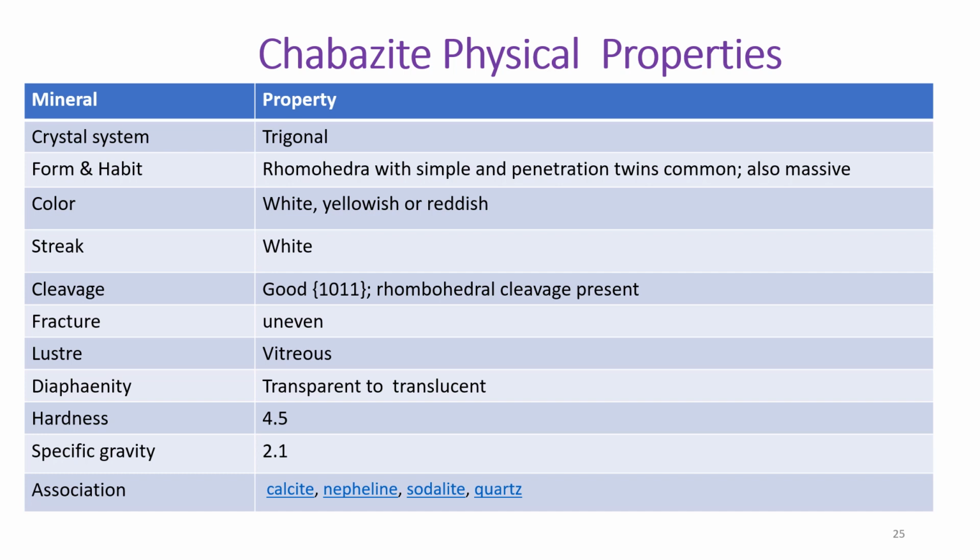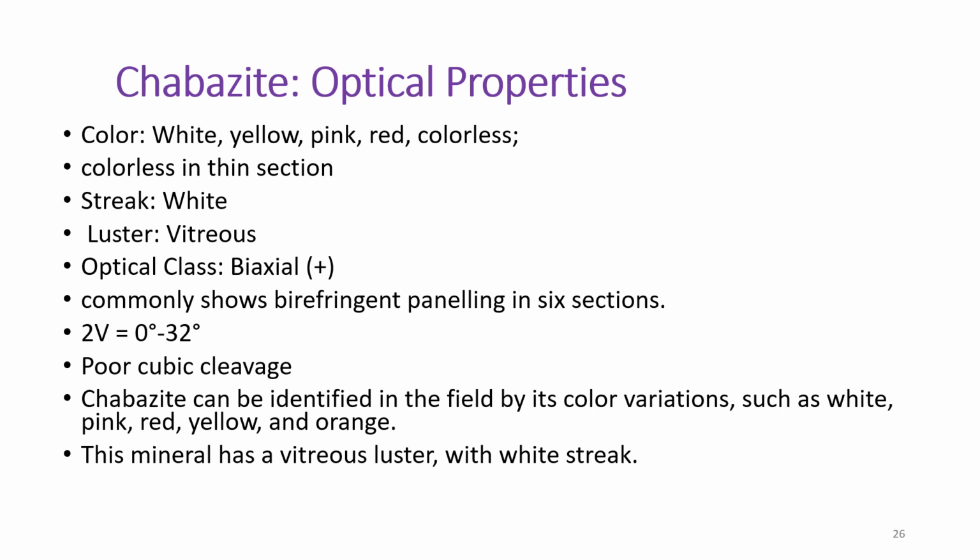Diaphaneity is transparent to translucent, hardness is 4.5, and specific gravity is 2.1. It associates with calcite, nepheline, sodalite and quartz. Coming to the optical properties, the color is white, yellow, pink, red and colorless. Sometimes in thin sections it is colorless, the streak is white, and the luster is vitreous.